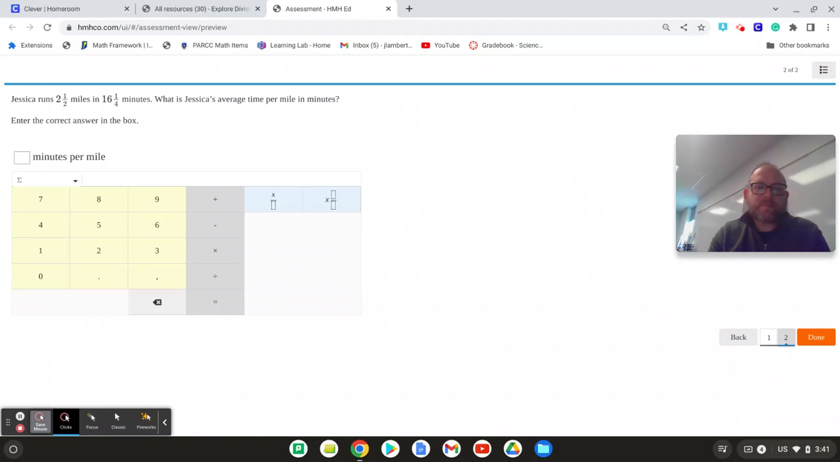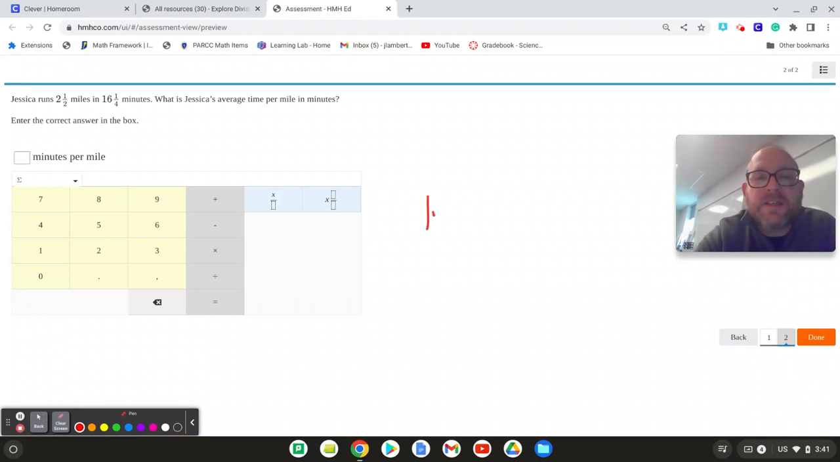All right. So for this problem, this was a little tricky, but I have 16 1/4 minutes, and if I want my time in minutes, I am going to have to make that my dividend. So I have 16 1/4. I'm going to divide that by 2 1/2. Now this was a little extra tricky. You're going to make the 2 mixed numbers into improper fractions. So 4 times 16 is 64, plus 1 is 65. So you have 65 over 4.